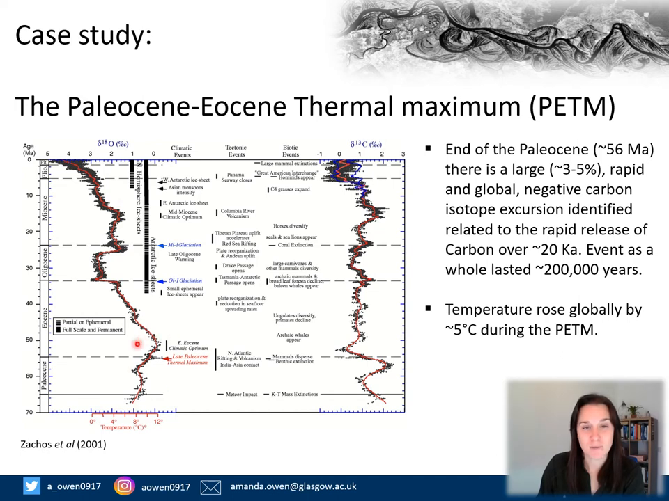But importantly, we see a really drastic sharp shift in the temperature through this negative carbon isotope curve about 56 million years ago. And this is because we had a really rapid release of carbon, which took about 20,000 years to release. On the whole, the event, the Paleocene-Eocene thermal maximum, lasted about 200,000 years. Now, globally, temperatures rose by about 5 degrees C during the Paleocene-Eocene thermal maximum. I'm just going to shorten that to PETM from now on so I don't get tongue-tied. So let's go and have a look at the Paleocene-Eocene thermal maximum.